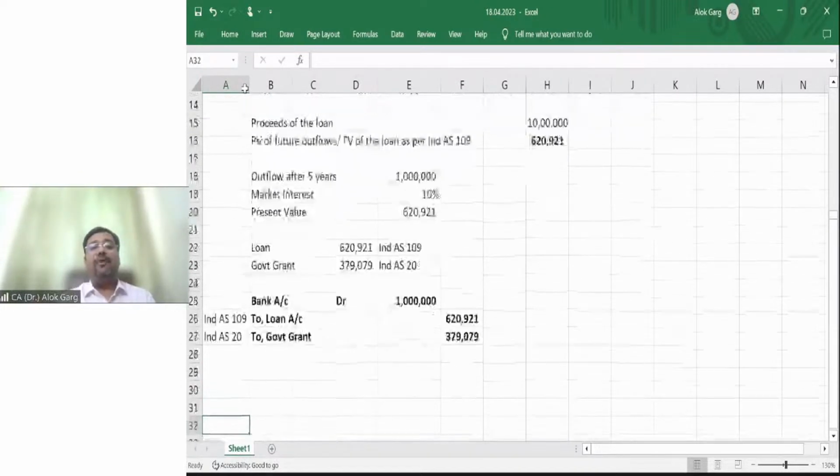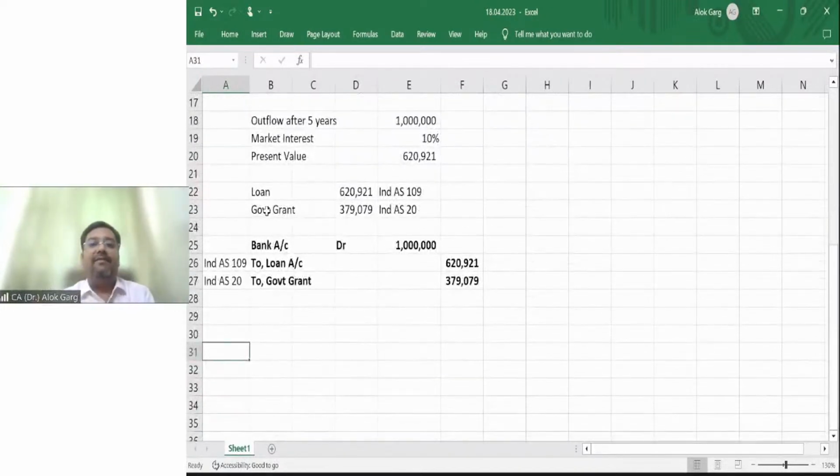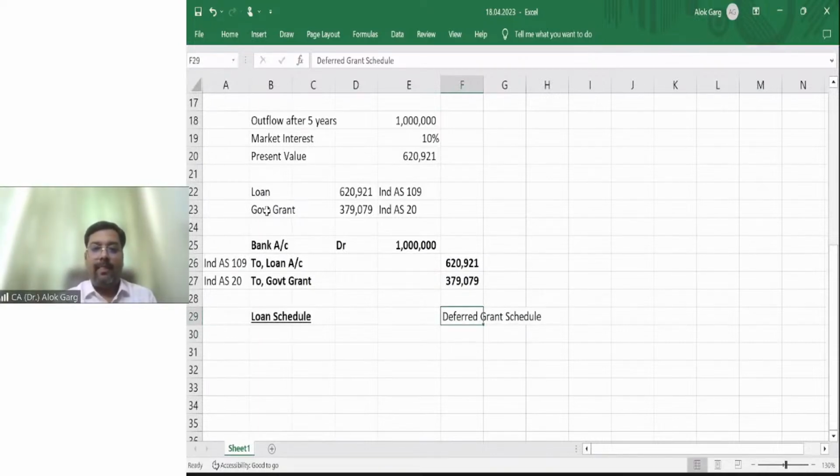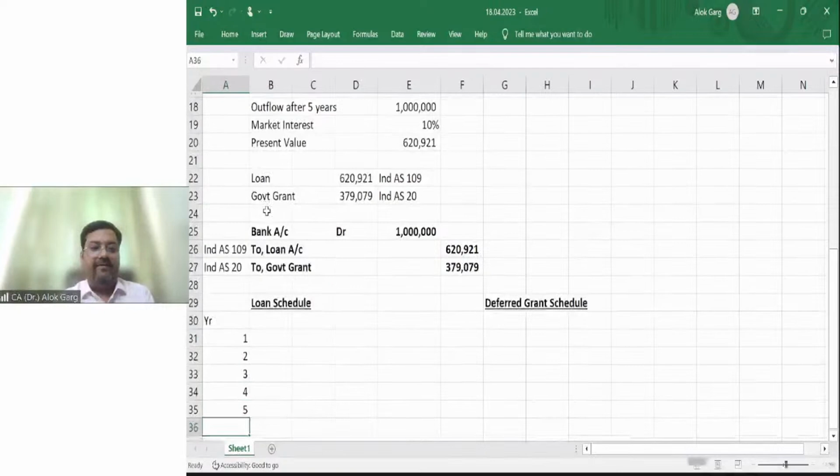Sir, what is the accounting for the next 5 years for this loan and for the government grant? Let me talk about the accounting as well, right? So I will prepare the loan schedule, because after 5 years this has to be paid back to the government. Loan schedule and deferred grant schedule. Let's put year 1, 2, 3, 4, 5, right?